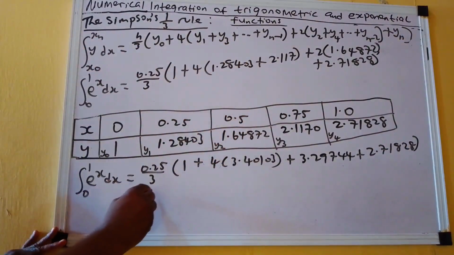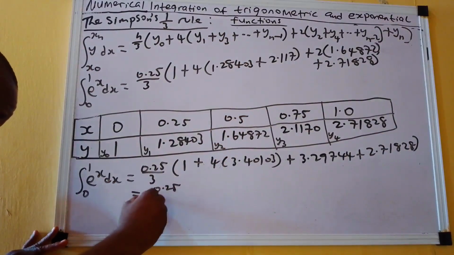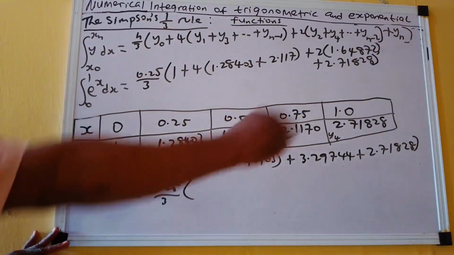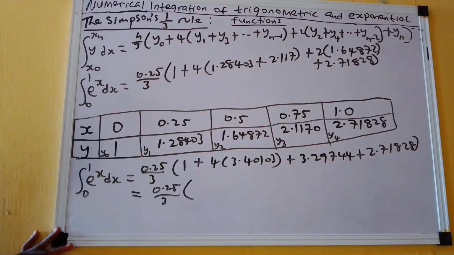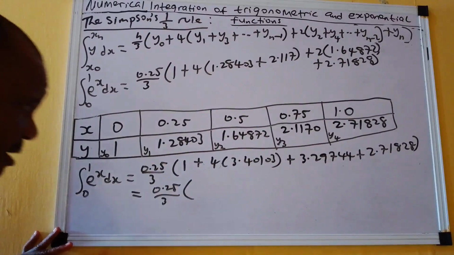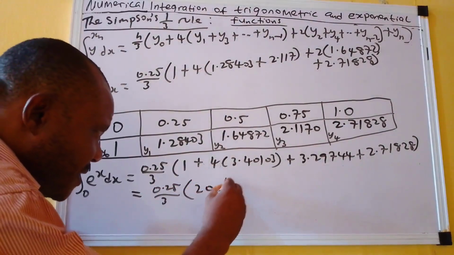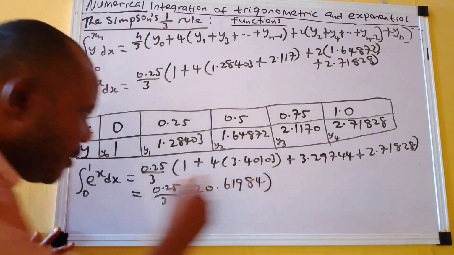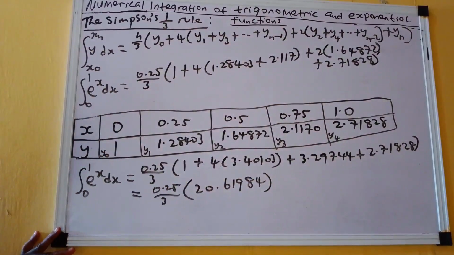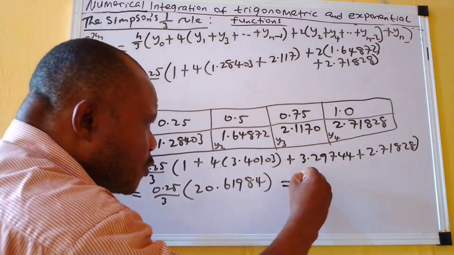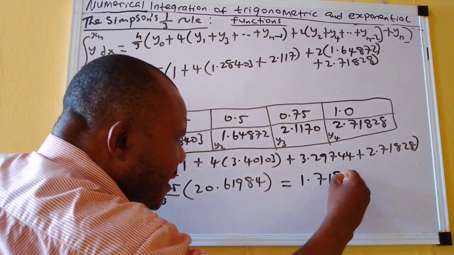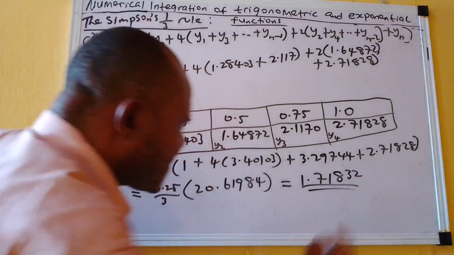Then of course you are going to have 0.25 over 3 into, when you carry out all those arithmetic, you are going to get 20.61984. Then when you press 0.25 divided by 3 and multiply the answer by that, you are going to have 1.71832. This is our final answer.